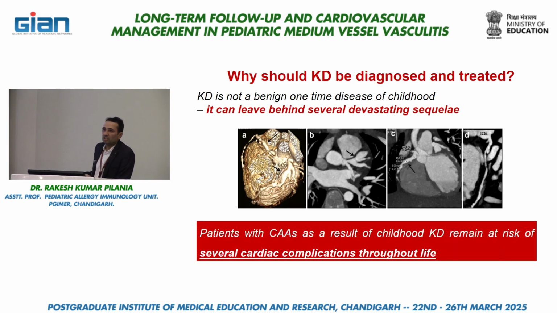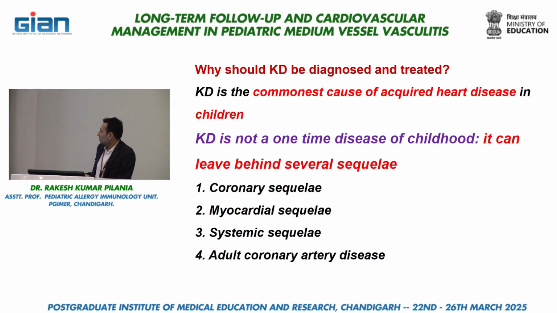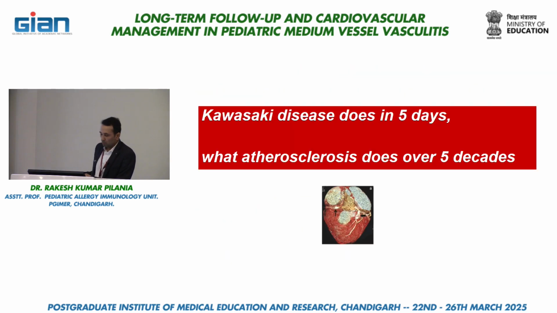Patients with coronary artery abnormalities as a result of childhood KD remain at risk of several cardiac sequelae throughout their life. So I will conclude that KD is the commonest cause of acquired heart disease in children, and it's not a one-time disease of childhood. It can leave behind several sequelae: coronary sequelae, myocardial sequelae, systemic sequelae, and adult coronary artery disease. I will conclude with something quoted by Professor Nazib Dada: Kawasaki disease does in 5 days what atherosclerosis does over 5 decades. Thank you.